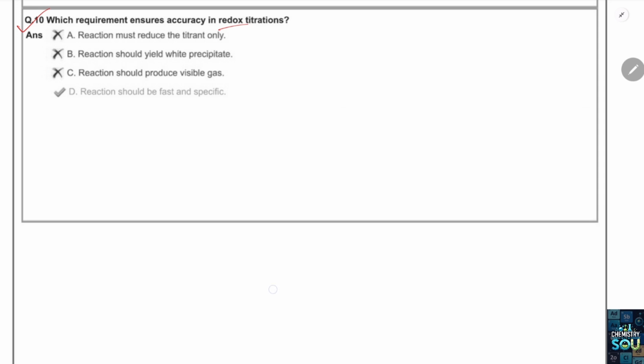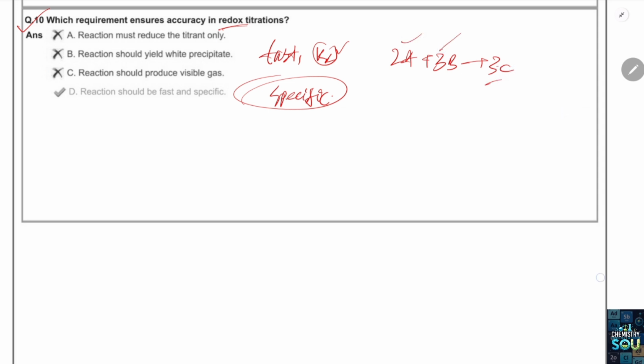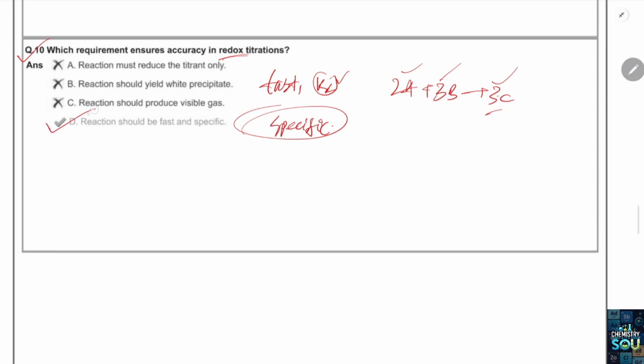In the question number 10, which requirement ensures accuracy in the redox titration? To give an accurate result in a redox titration, the reaction must be fast, so that the equilibrium is reached quickly, and specific in nature. Specific means there is no side reaction. The third condition is that it is ideally complete, and stoichiometric as well, meaning if we take 2 moles of A plus 3 moles of B, it will give 3 moles of C. So all the stoichiometry is perfectly balanced and it will give completion. So option D is correct.